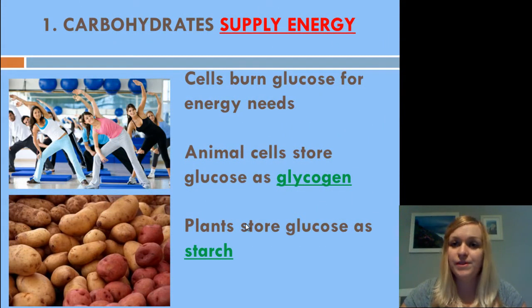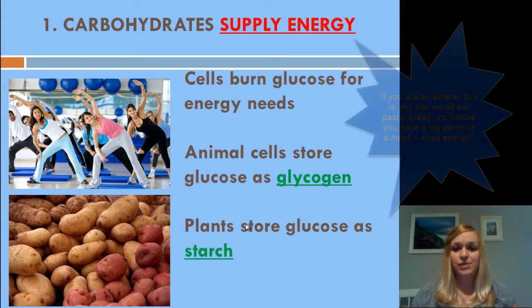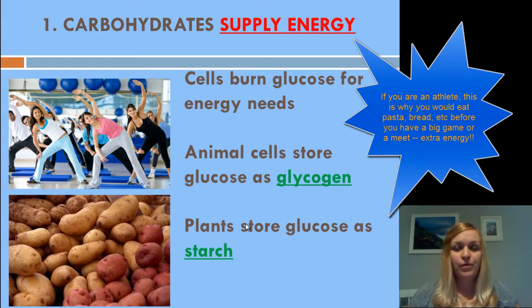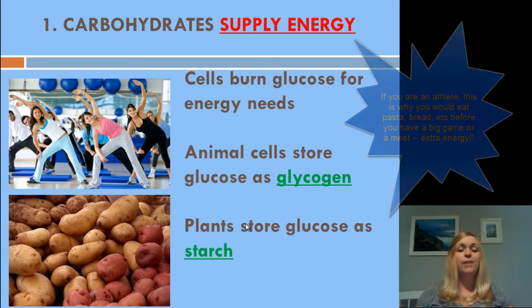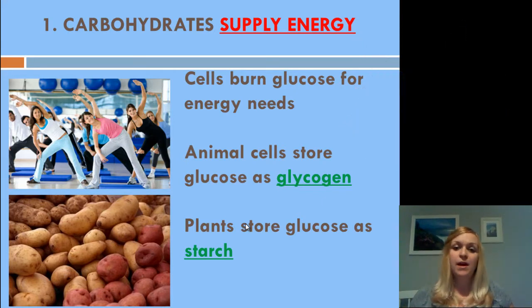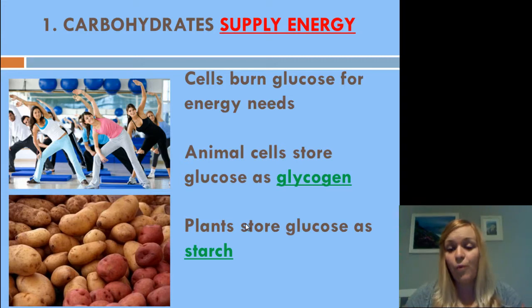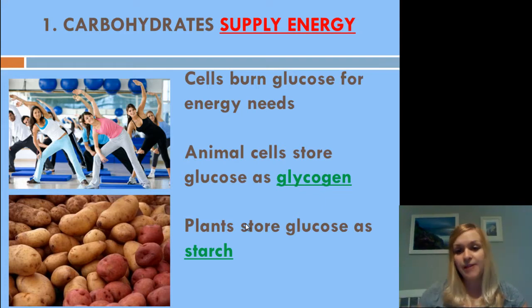Carbohydrates supply energy. This is their biggest job. Our cells burn glucose for energy needs. Glucose is our big source of energy in our bodies. Now, if we take up more glucose than we can use at one time, our cells store that glucose as something called glycogen, and then we can take extra supplies when we need that extra burst of energy.